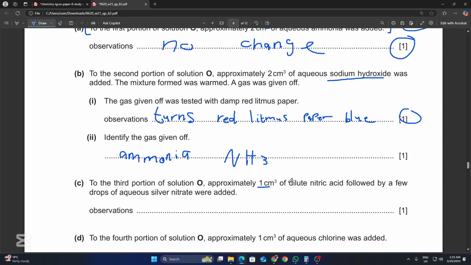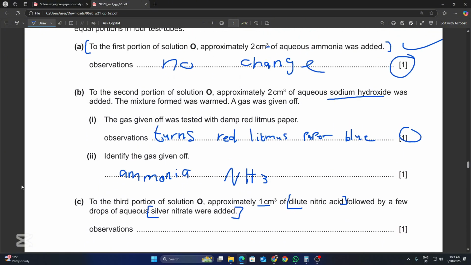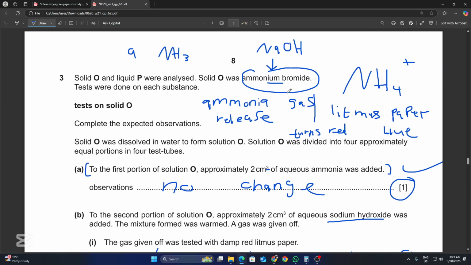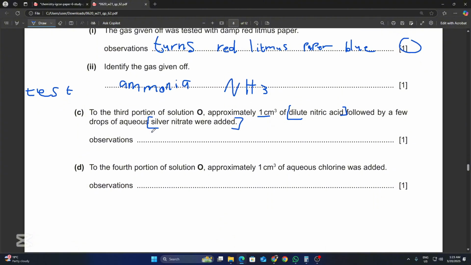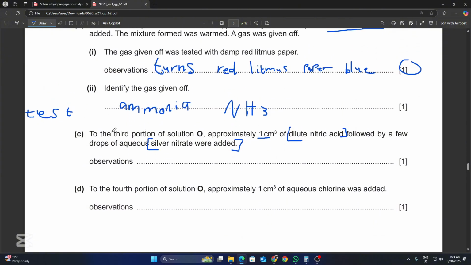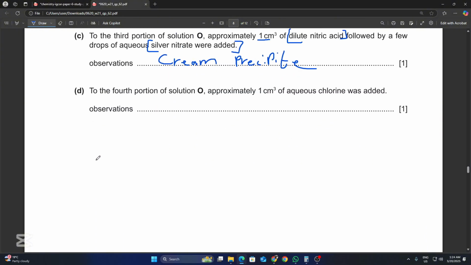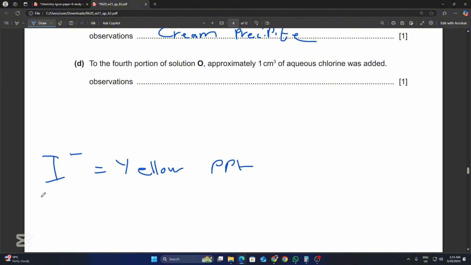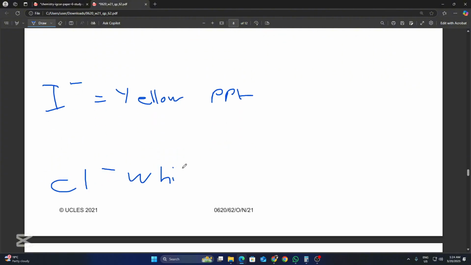Now, if you remember, acidify with dilute nitric acid, add silver nitrate. This is the test for halides, which are bromide, chloride, and iodide. And here we have bromide. So when we test bromide, we will get a cream precipitate. A precipitate means solid, and the color is cream. Now, let's say, for example, we had iodide. It will give you a yellow precipitate. And if we had chloride, we will get a white precipitate.